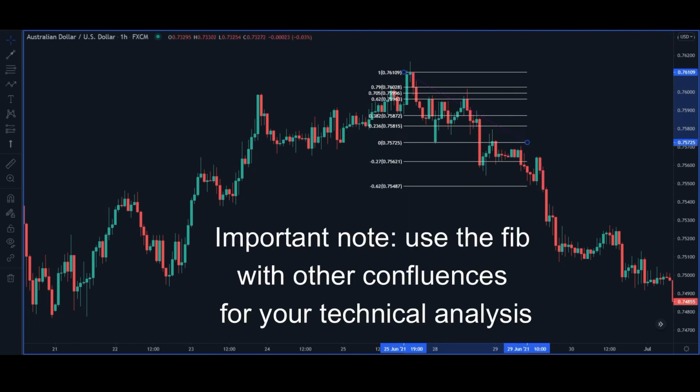It is important to note that you should use other confirmation and confluences when taking your entries and doing your technical analysis, and you shouldn't use the fib as an individual technical analysis tool.